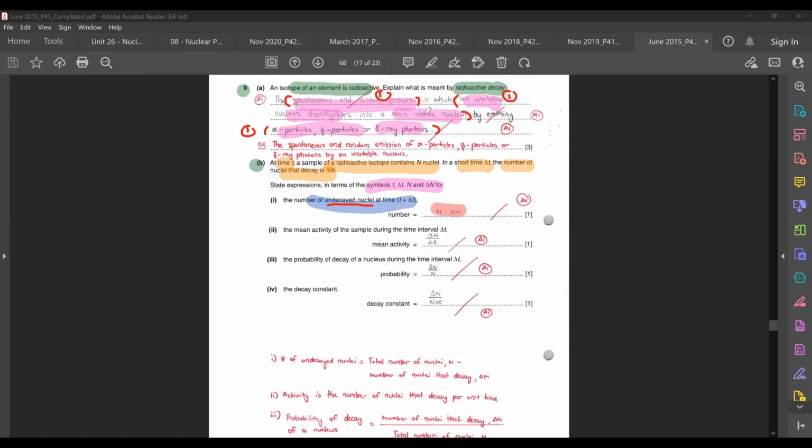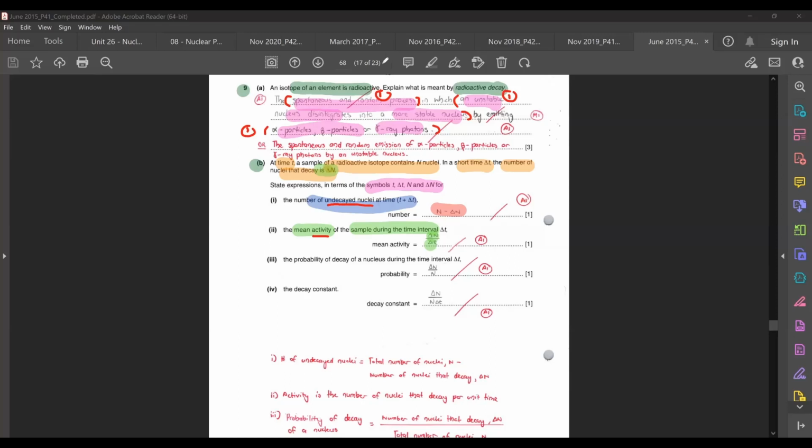Okay. And then from there, find out the mean activity of the sample during the time interval delta T. What is the activity? Okay, the keyword here is activity. Activity, as I mentioned to you, is rate of nuclei decay. You find out the number that has decayed, you divide by time. So in your case, it should actually be delta N over delta T. Delta N here has already been stated for you is the nuclei that has decayed, right? Okay. So that one is okay.